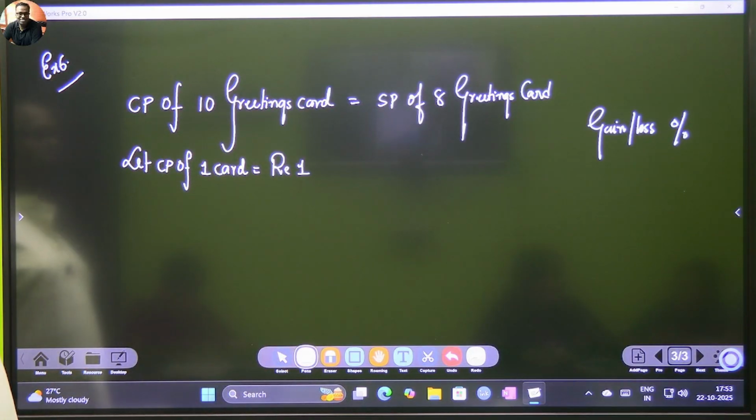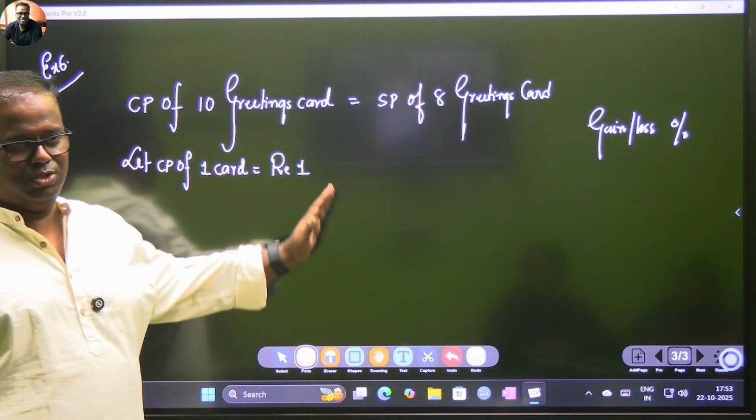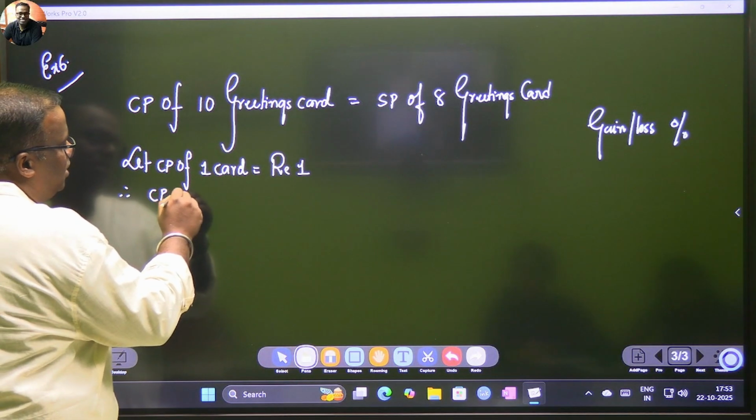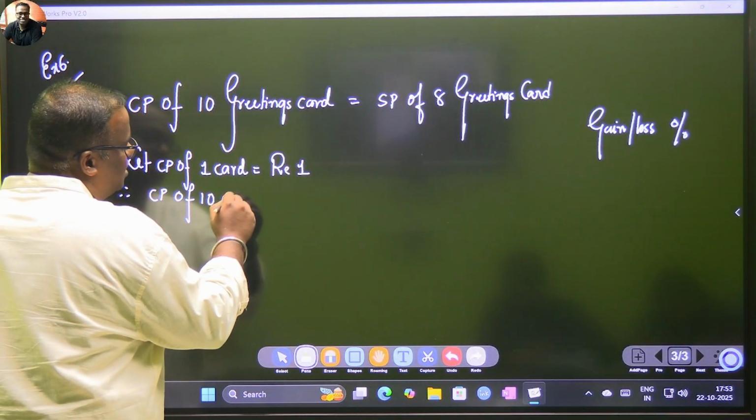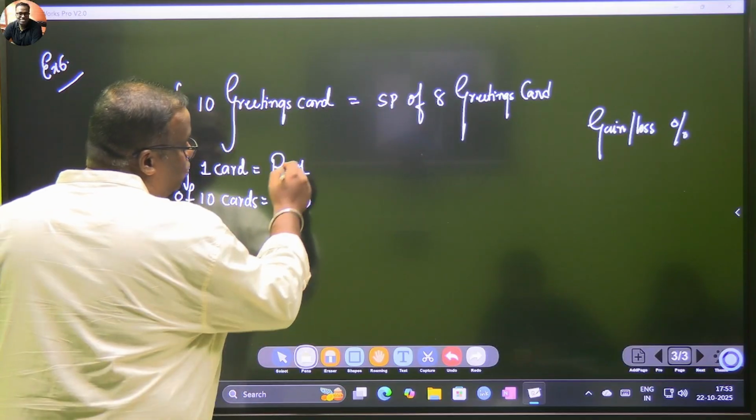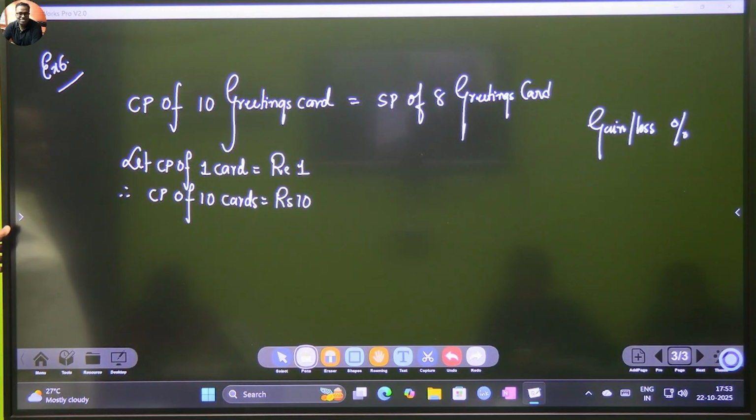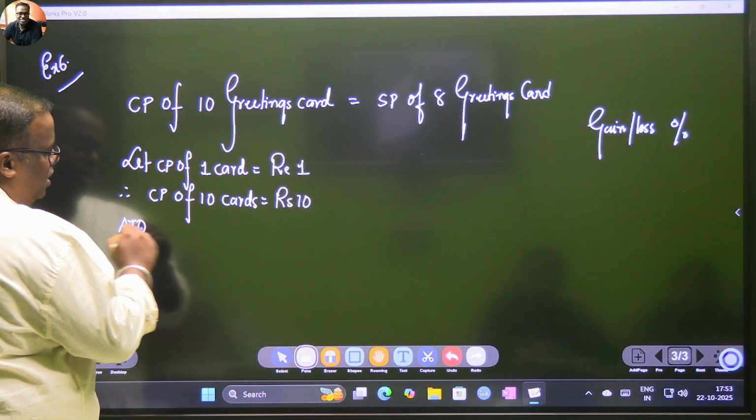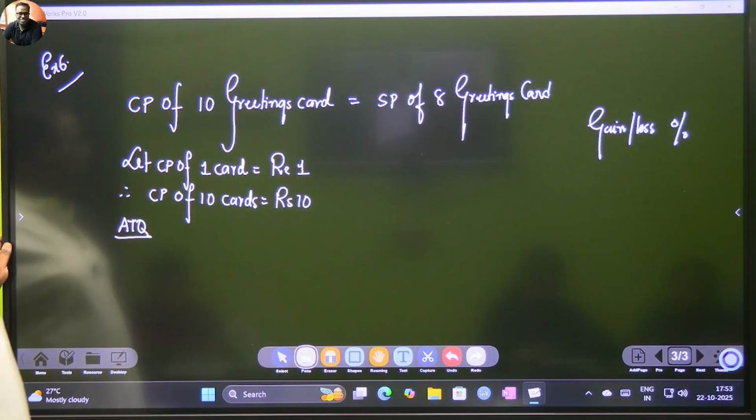Okay. So CP of one card is 1 rupee, right? Therefore, how many cards did I buy? 10. CP of 10 cards will be equal to how much? Rupees 10. This is rupee 1, this is rupees 10. So I can also write ATQ. You can use this word ATQ. ATQ stands for according to question.